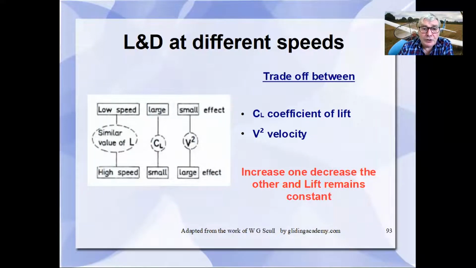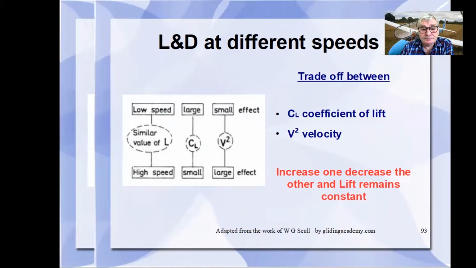So at low speed, we have a large coefficient of lift and a small speed. And at high speed, we have a small coefficient of lift and a large effect from the velocity of the aircraft. So one trades off the other. If you increase one, you decrease the other. You increase the coefficient of lift, you decrease the velocity, and vice versa.